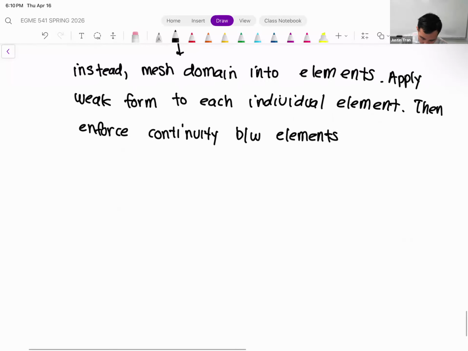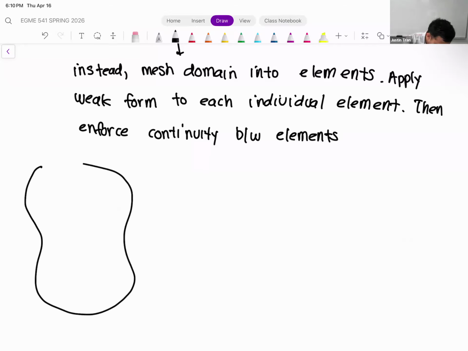Okay. So let's illustrate that whole process here. Let's say we have our domain here. This is our solution domain. Our solution domain is this kind of weird oblong, potato-looking thing. So we can't apply the weak form directly to this because the domain is so weirdly shaped.